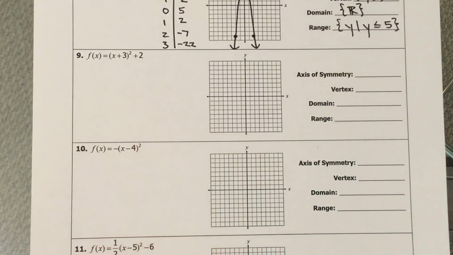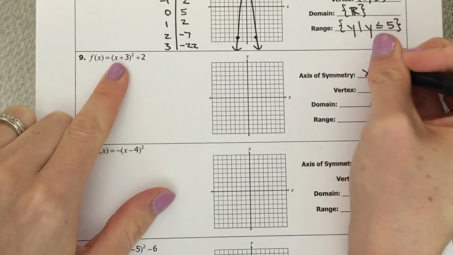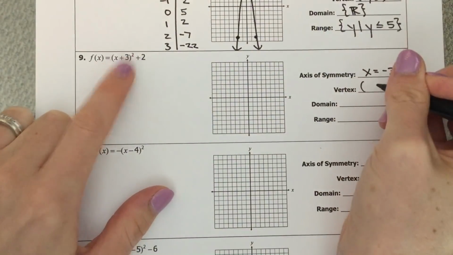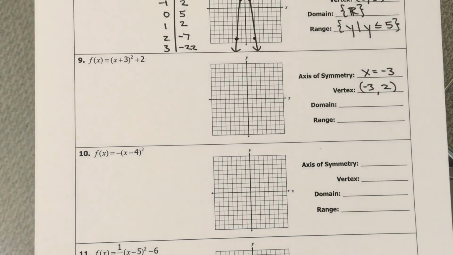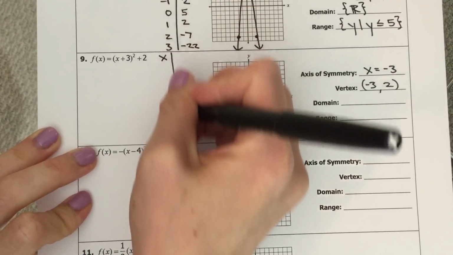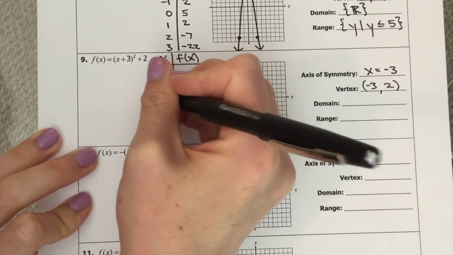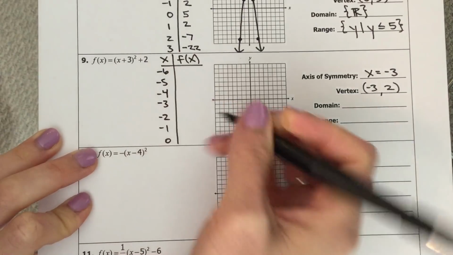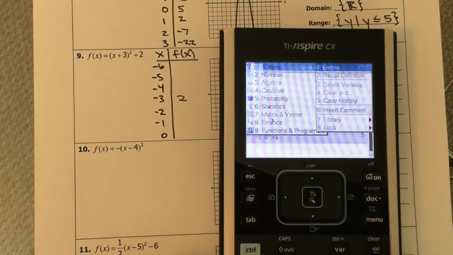So 9, 10, and 11 are all given to us in vertex form. So the axis of symmetry is just the opposite of this value that I have right here. So it would be a negative 3. For the vertex, I use the opposite of this value for the x and then this exact value for the y. So now I can make my table, plug the vertex in. Okay, so negative 3 is my middle value. Okay, and I know that this gives me 2, so let's plug those other 3 values into the calculator.